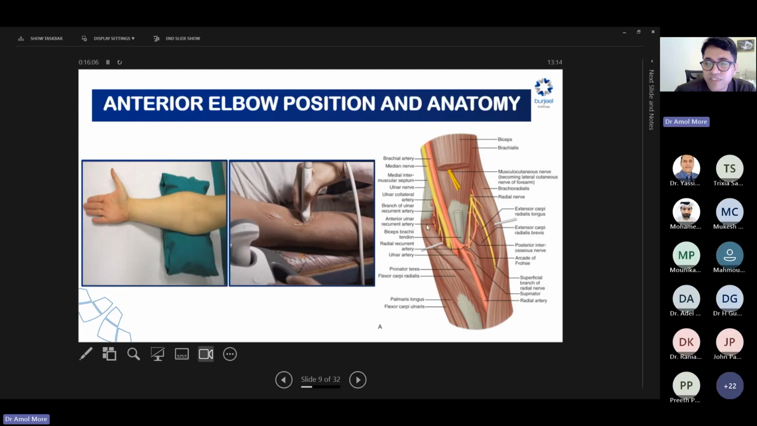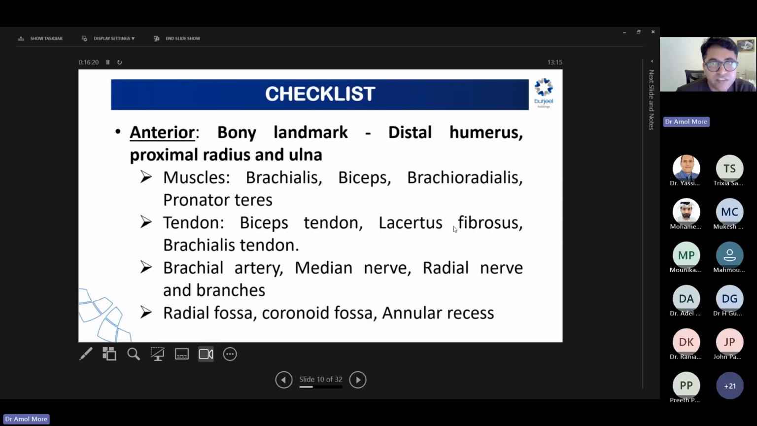On the medial aspect we see the origin of the common flexor tendons. On the lateral aspect we see the origin of the common extensor tendons. On the anterior aspect, we'll be seeing the ultrasonographic pictures with these demarcated structures within them. When we are talking about any MSK ultrasound, firstly we locate the bony landmark. So in our anterior elbow, the bony landmarks will be the distal humerus, proximal radius, and ulna.